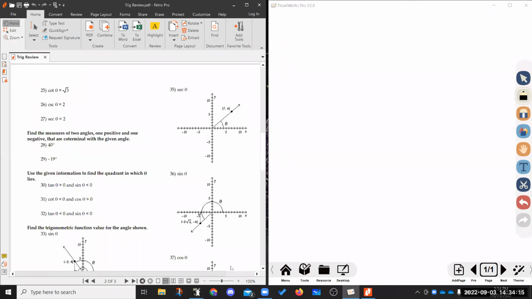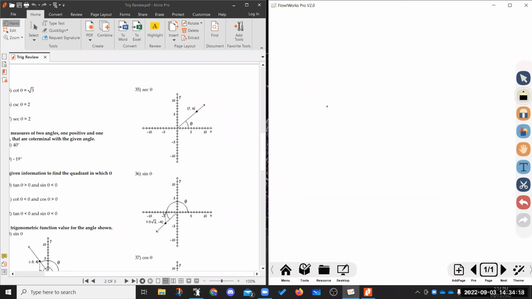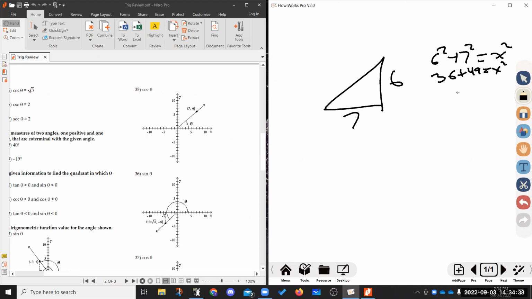$35 asks me for the secant of the angle. Got a triangle that is 7 in the x direction, 6 in the y direction, and I'm going to need to find the hypotenuse. 6 squared plus 7 squared is equal to my hypotenuse squared. 36 plus 49 is equal to x squared. This is 85. This is x squared. √85 is equal to x. So secant is going to be hypotenuse over adjacent.